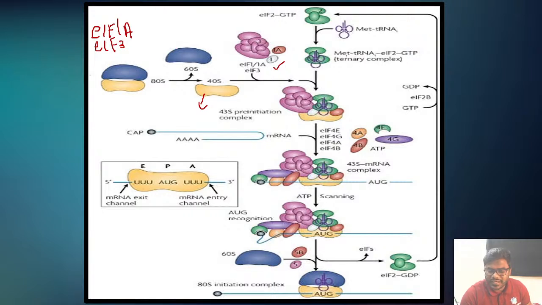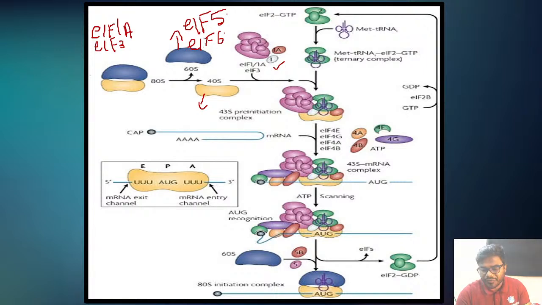And friends, listen to me very carefully. Who will be associated with the large ribosomal subunit, friends? The large ribosomal subunit can be associated with eIF5 followed by, friends, eIF6. eIF5, eIF6, both are associated with each other.